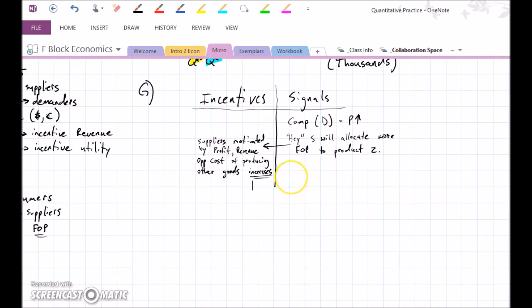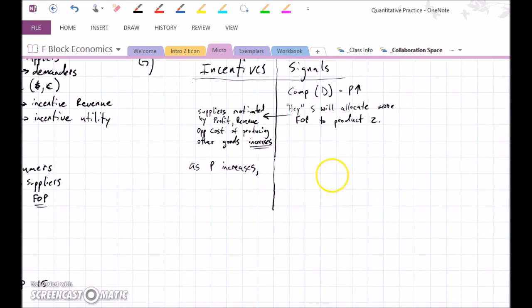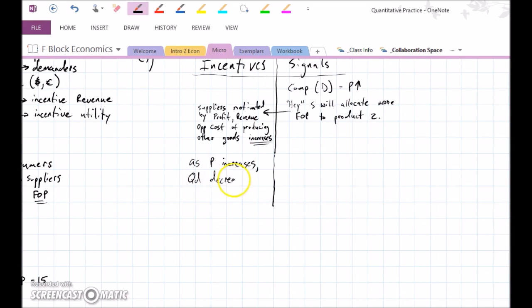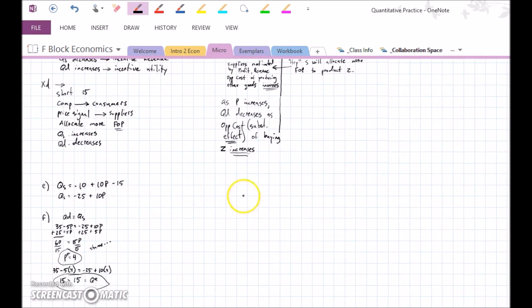Okay, let's make sure that we address the demanders as well. So as the price increases for demanders, quantity demanded will decrease because again, the opportunity cost, because of the substitution effect, the opportunity cost of buying product Z is now increasing. So I might start to buy other things instead of product Z. So that's it. I easily got a 7 there by following all the steps and being methodical.